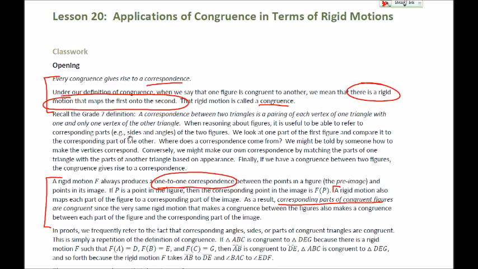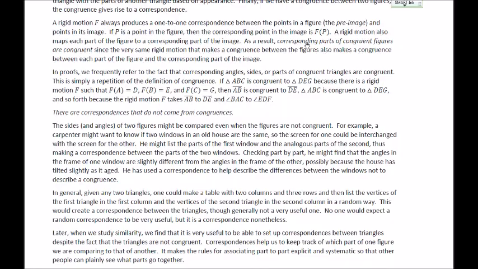Here's an important phrase that we'll be using quite a bit. Since the very same rigid motion that makes a congruence between the figures also makes a congruence between each part of the figure and the corresponding parts of the image. So when you have a correspondence, you have not only a correspondence of points, but also of parts, meaning sides and angles. Let me give you an example of that on the next page.